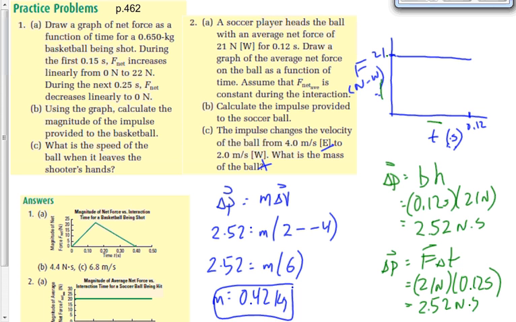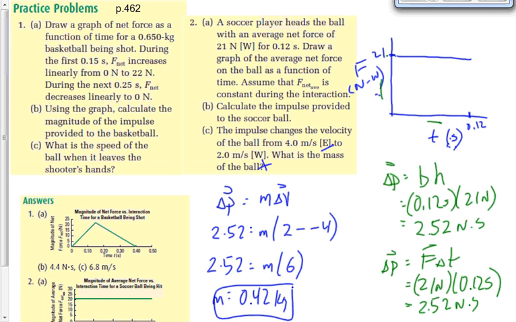Got a little side question about this question, okay? Soccer player heads the ball with an average force of 21 newtons. So what's the force on the ball? What's the force on the ball? Yep, 21 newtons. For how long? 0.12 seconds, right? What's the force on the soccer player's head? How much force is on the soccer player's head?